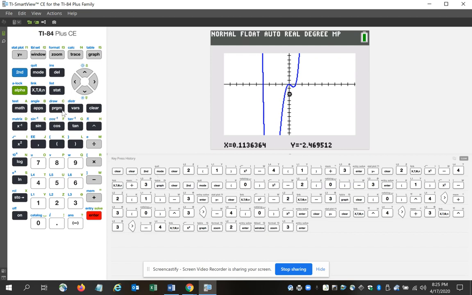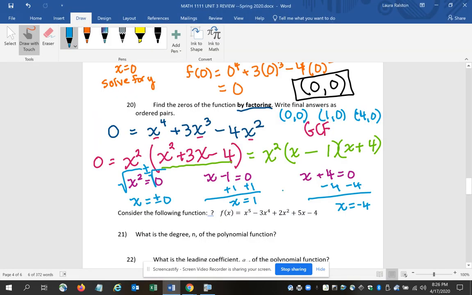So, but I can see, oh, it does look like it hits at 4. I do see it hitting at 0 and then 1. So again, you might be able to look at it on the graph, but again, it's probably quicker if you know how to do it by factoring.